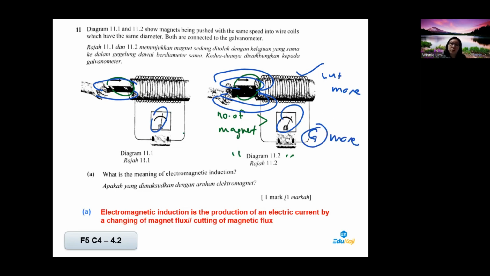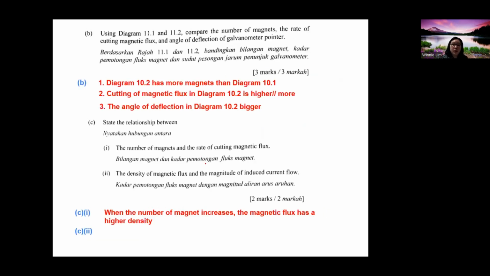So actually these questions are kind of direct. And the relationship is directly proportional, or increase. So you see diagram 11.2 has more magnets. Then the cutting of magnetic flux in 11.2 is higher or more, and the angle of deflection is 11.2 also. Yeah, it's a typo error in the scheme.